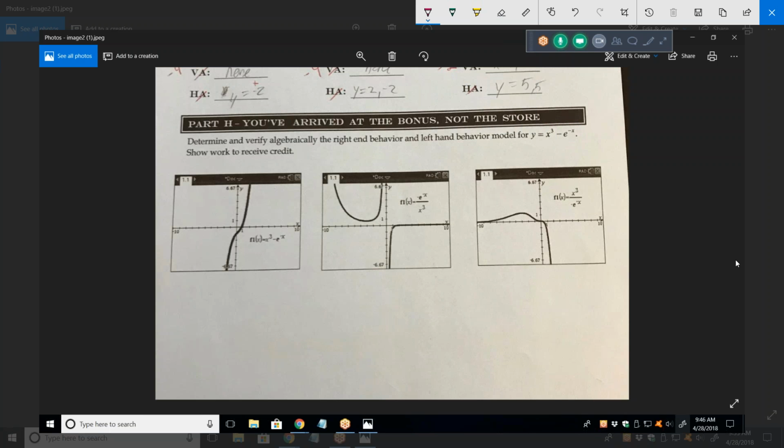So if I'm doing this one algebraically, you're saying that as x goes to positive infinity, I'm going to use that. But how do I know if that's the x cubed or the minus e to the minus x?